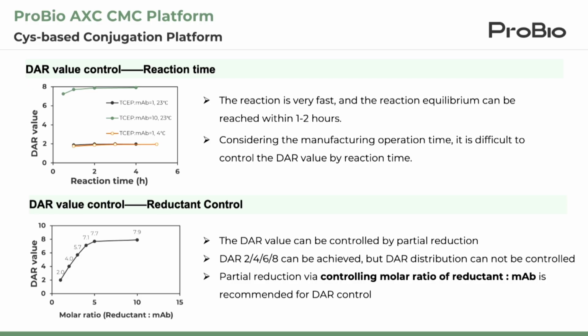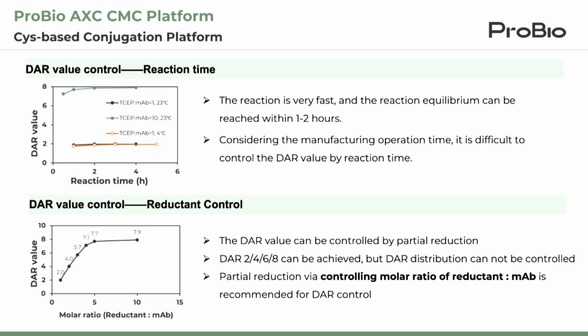For example, theoretically, if we have a 1 mole of TCEP versus mAb ratio, it can break down 1 pair of disulfide bonds and result in an average DAR value of 2. And this should scale up linearly as we increase the ratio of the reductant to the mAb.